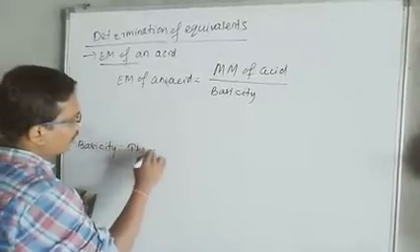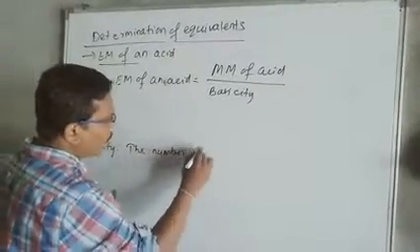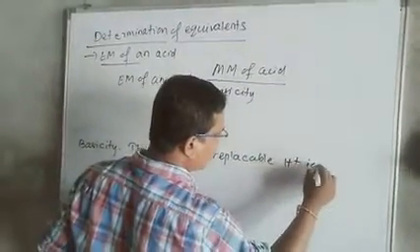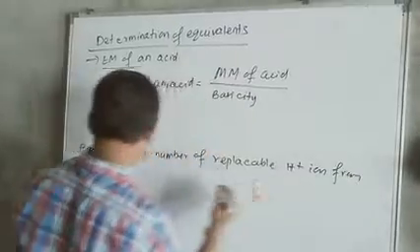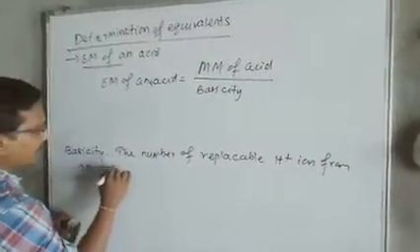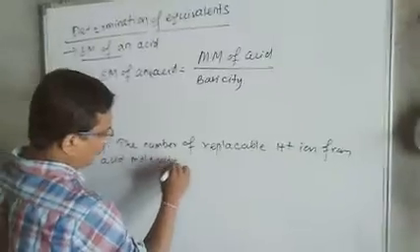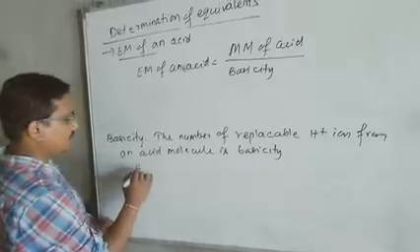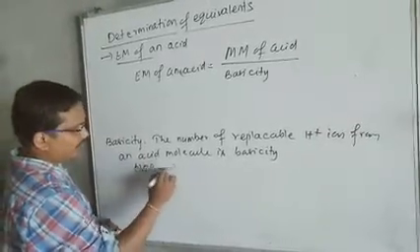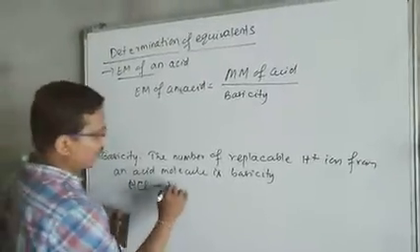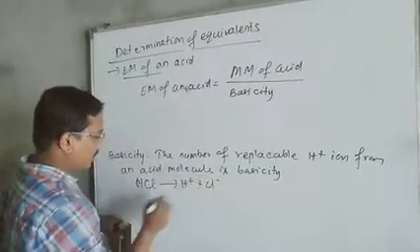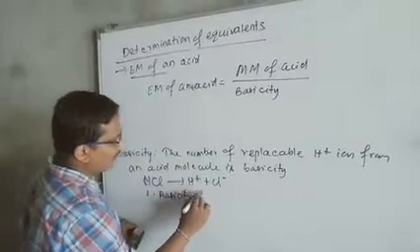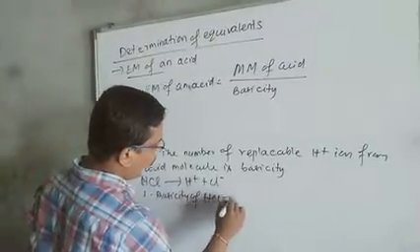The number of replaceable H plus ions from an acid molecule is called basicity. Take the example HCl. When HCl undergoes dissociation, it gives H plus and Cl minus. Therefore the basicity of HCl is 1.